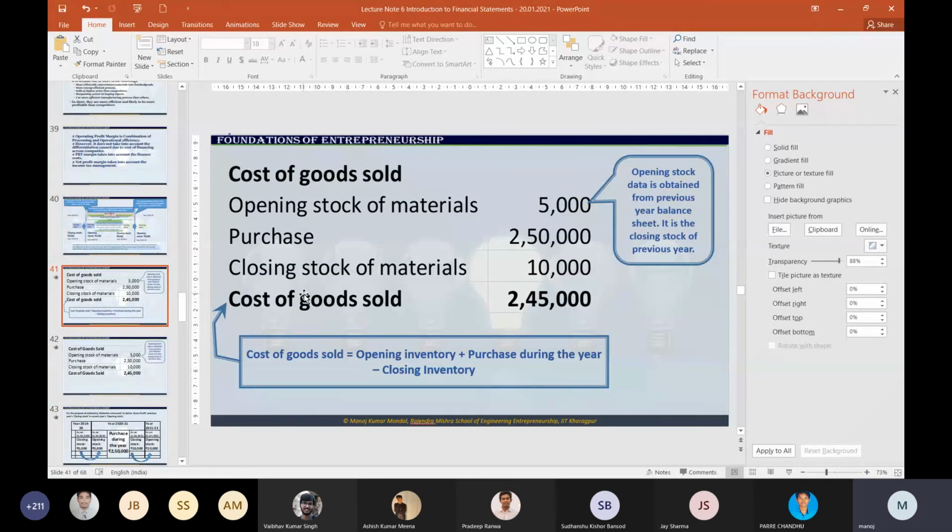Now, I talked about gross profit. I'll just explain what gross profit is so that you have a fair idea. You already have a fair idea. So gross profit is sales minus cost of goods sold.